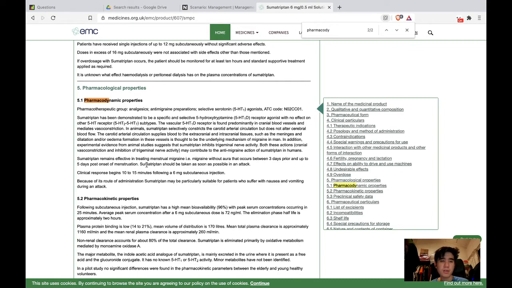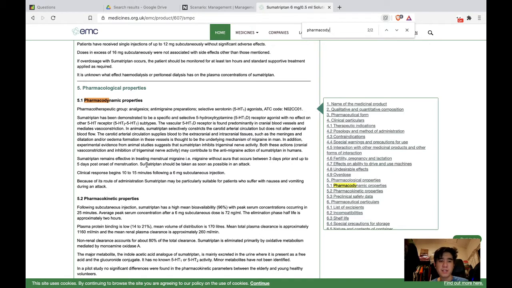The carotid arterial circulation supplies blood to the extracranial and intracranial tissues such as the meninges, and dilatation and/or edema formation in these vessels is thought to be the underlying mechanism of migraine in humans. In addition, experimental evidence from animal studies suggests that sumatriptan inhibits trigeminal nerve activity. Both these actions, cranial vasoconstriction and inhibition of trigeminal nerve activity, may contribute to the anti-migraine action of sumatriptan in humans.